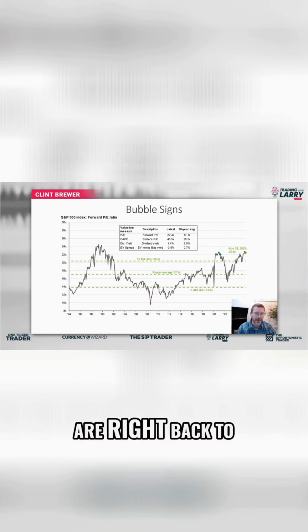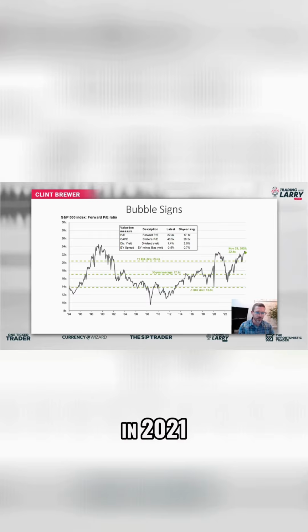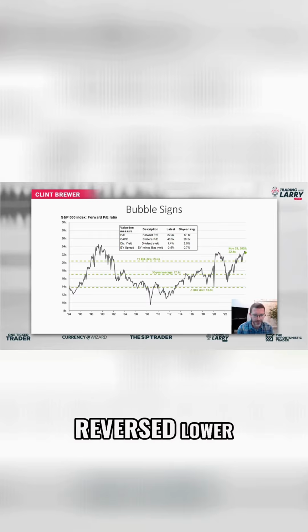One, we slightly took out the highs that we're seeing in the PE ratio at the peak in 2021. So we're right at the level where the stock market reversed lower at the end of 2021 and went into 2022's bear market. That's what the subsequent drop is here.